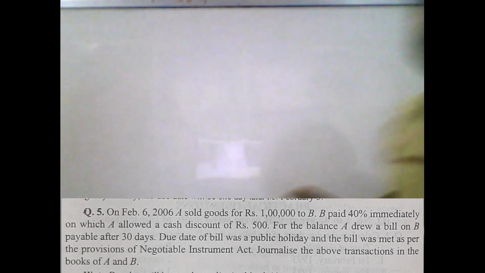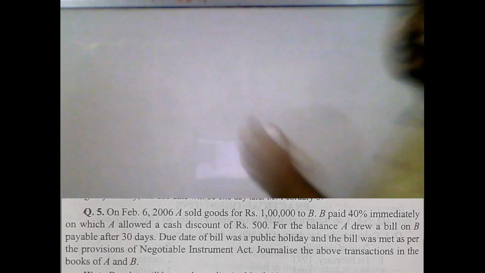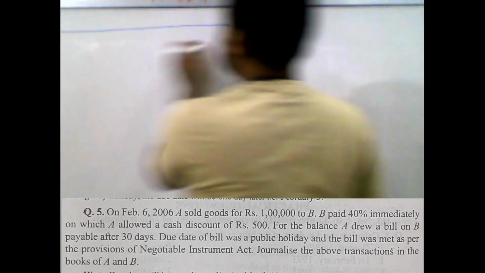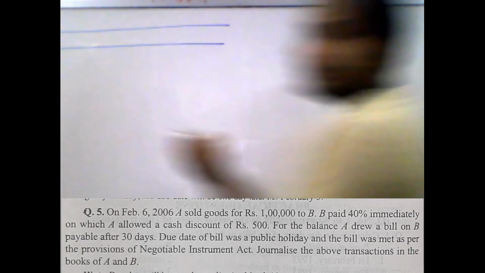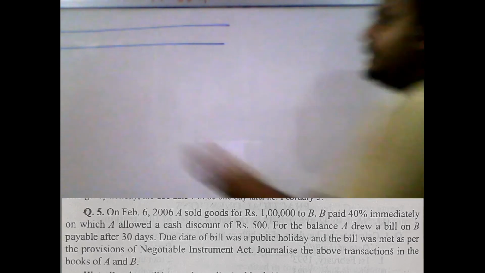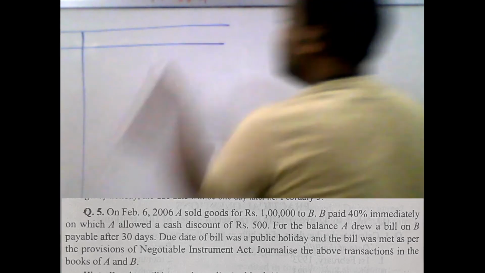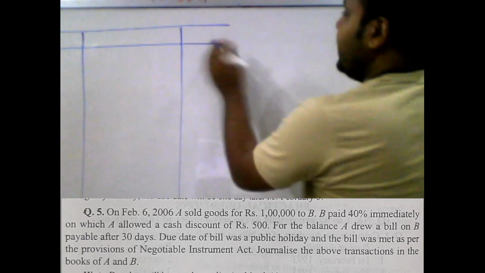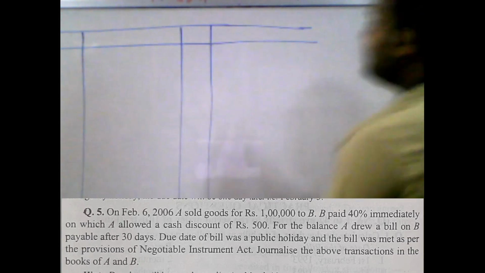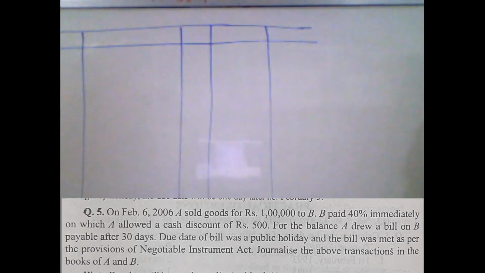So first of all we pass the journal entries in the books of A, who is a drawer. First of all we make the format as per the requirement of the question. The format you know very well. What is the format of journal entries? That is date, particulars, LF, amount debit and amount credit. So this is the format and you know very well.